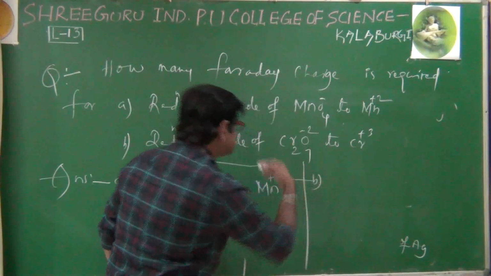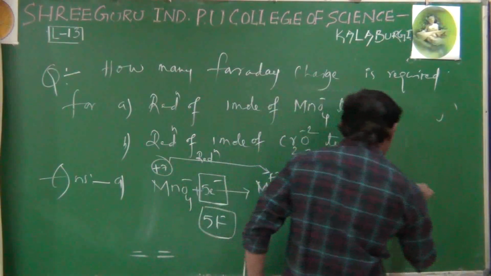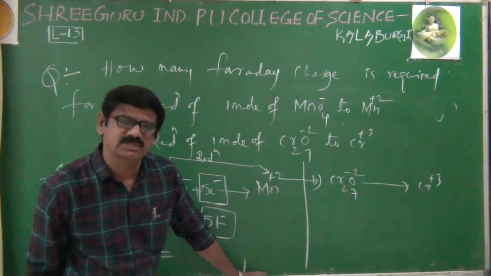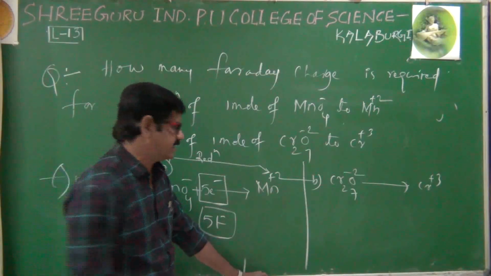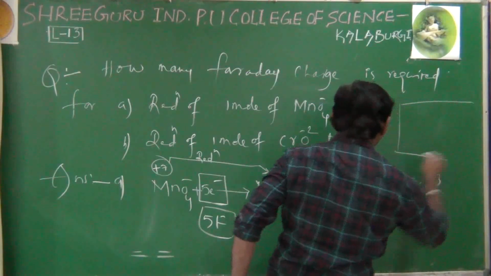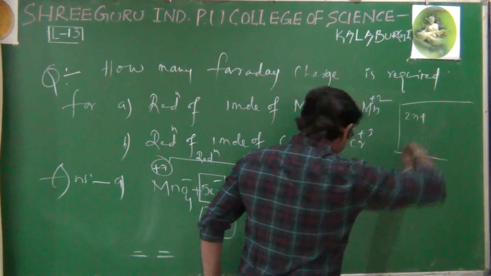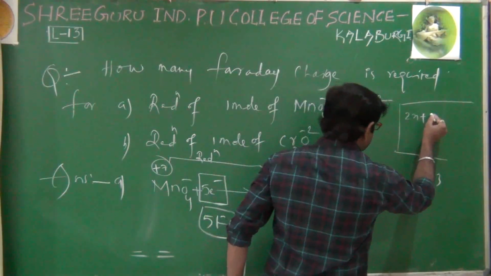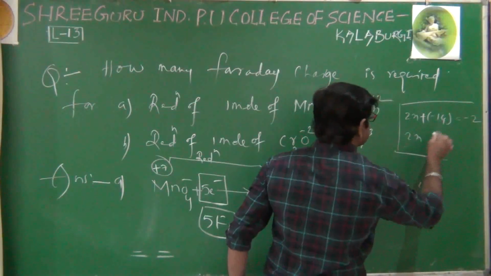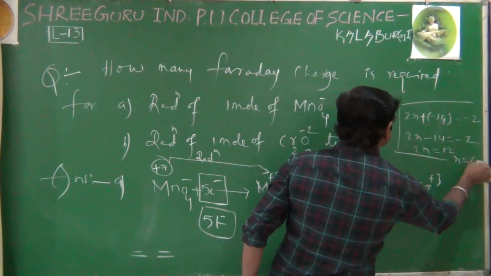Second, part B, we will see that. Dichromate ion Cr2O7 minus 2 converted to Cr plus 3. First, in Cr2O7 minus 2, we will find the chromium oxidation number. We don't know it, so let it be x. Two chromiums are there: 2x plus 7 into minus 2, that is minus 14, equals minus 2. 2x minus 14 equals minus 2, 2x equals 12, x equals 6.